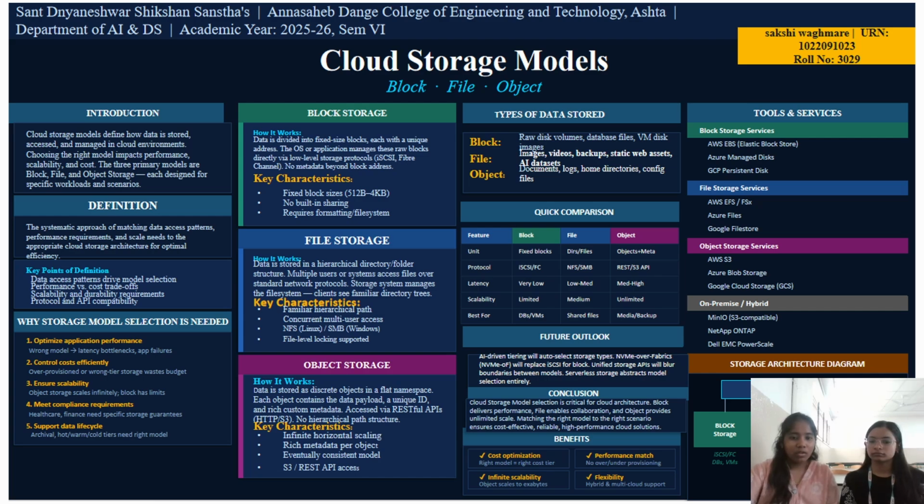Instead of files, you store what are called objects. Each object has three components: the actual data, which could be anything, an image, a video file, documents, or a trained ML model binary, up to 5 TB per object in S3; a globally unique key, which is essentially a name or identifier within the bucket; and the metadata, a set of key-value pairs you can attach to the object.